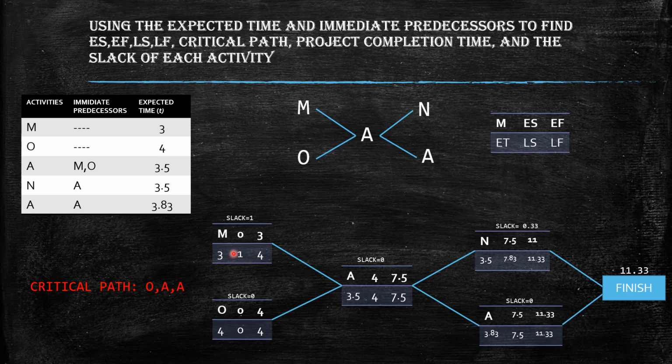Here, since M and O don't have immediate predecessors, both of them got the earliest start of 0.